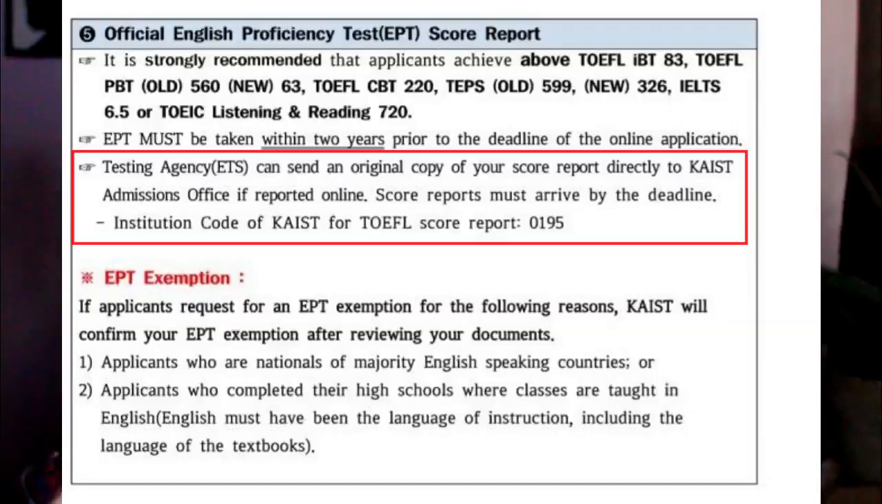And when you take these tests, it's recommended that you send them from the official website. For example, if you took TOEFL, just put the address of KAIST so that they can send your results directly to KAIST, okay?